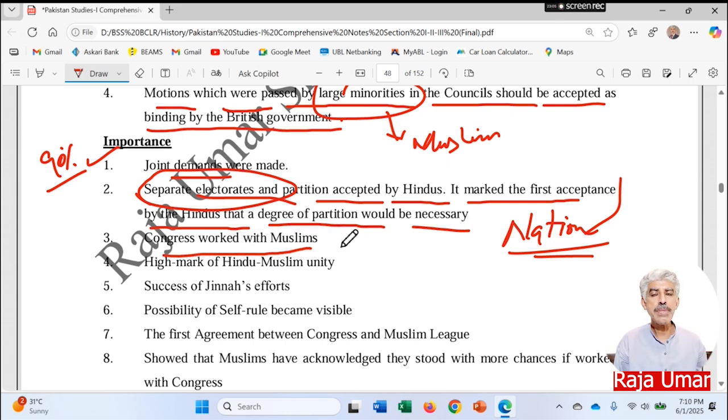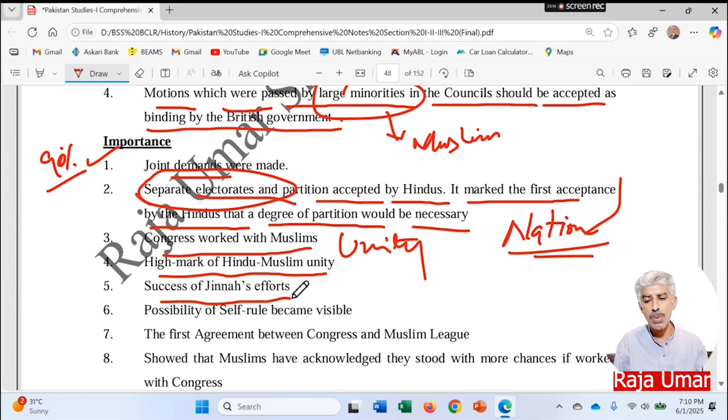Congress worked with the Muslims, so that was a greater unity factor among the two communities. A high mark of Hindu-Muslim unity, that is what I've explained. Success of Jinnah's efforts, as Jinnah was working for this sort of venture for the last 2-3 years, I mean, since 1913, when he joined the All India Muslim League. Since then, he was trying for such an event to happen, and it finally happened in 1916 in the form of the Lucknow Pact. Possibility of self-rule became visible as now the representatives of the larger population were on the same page.